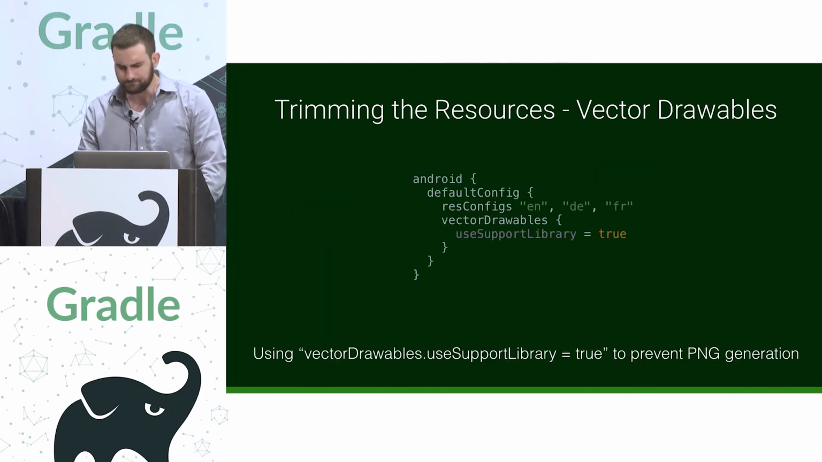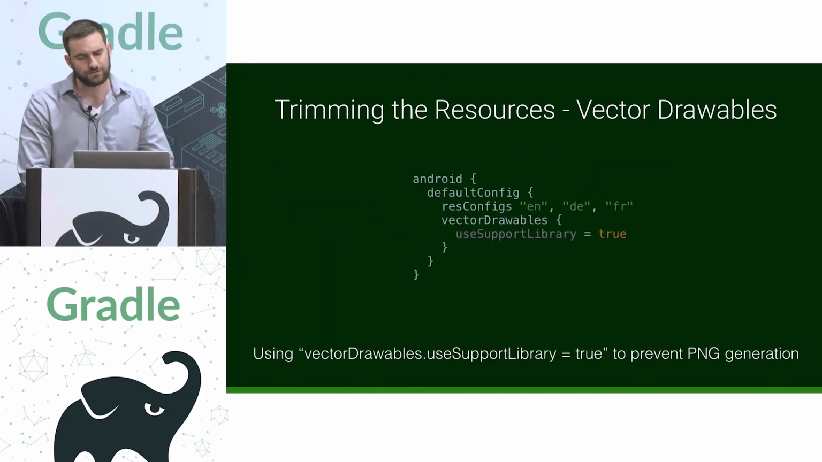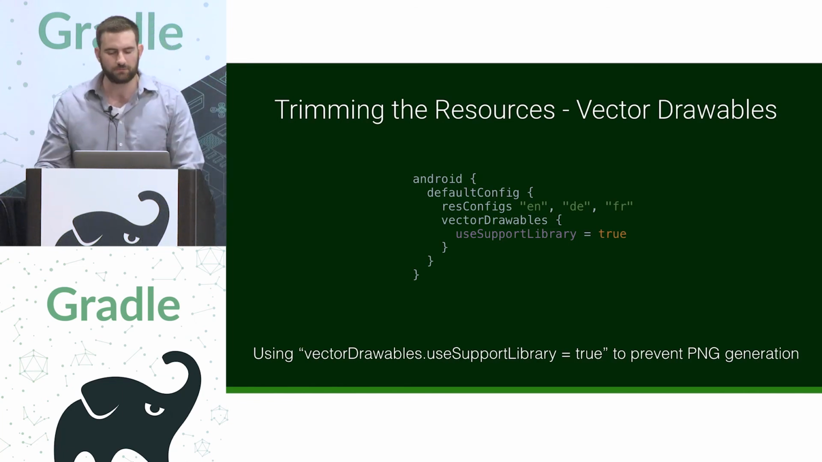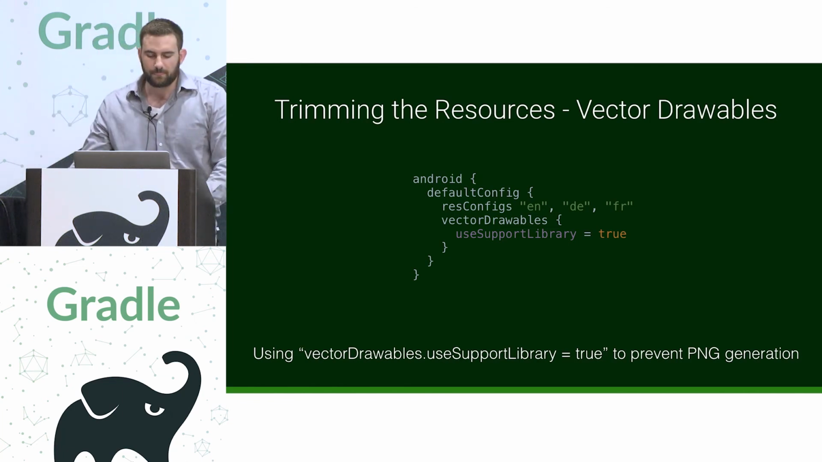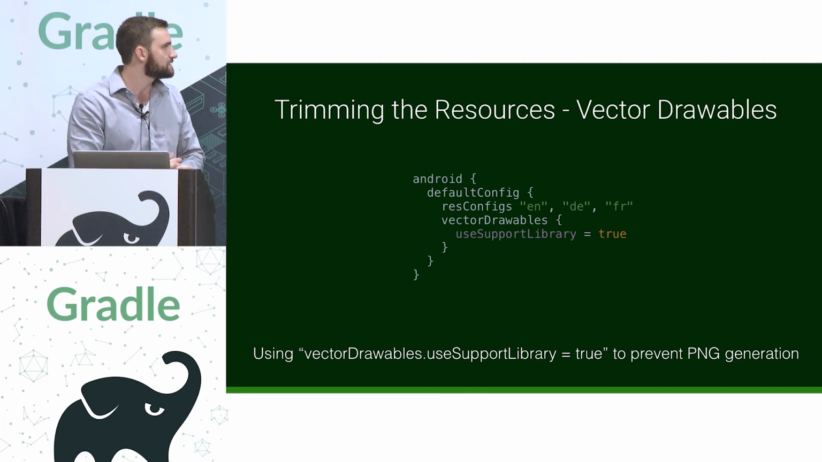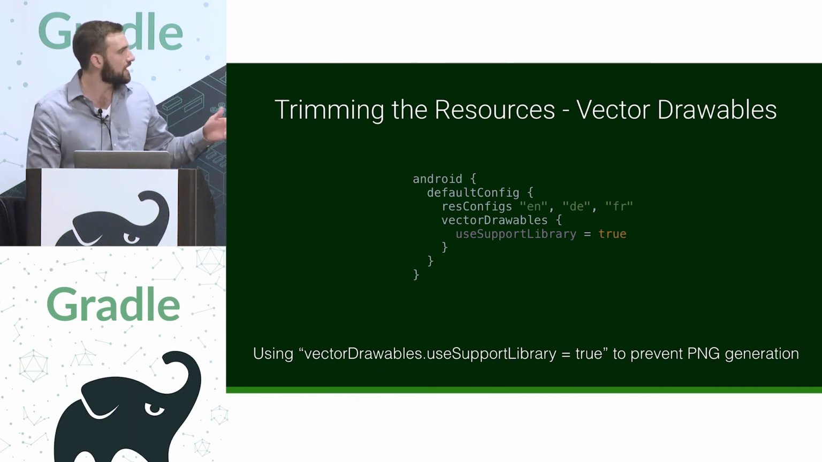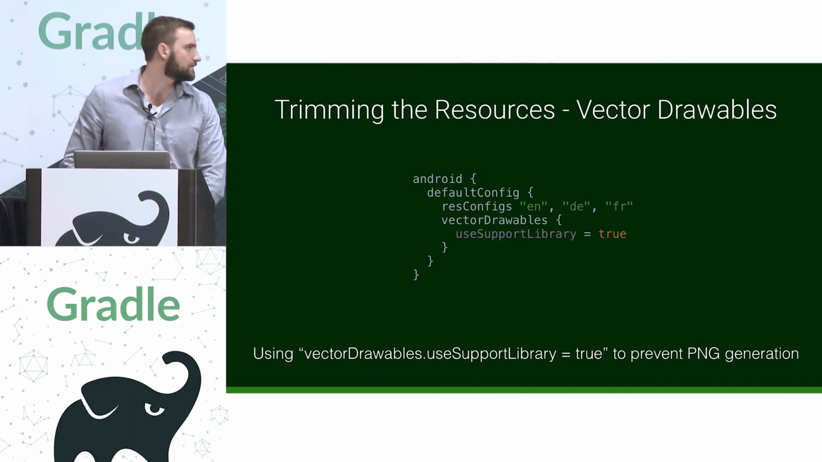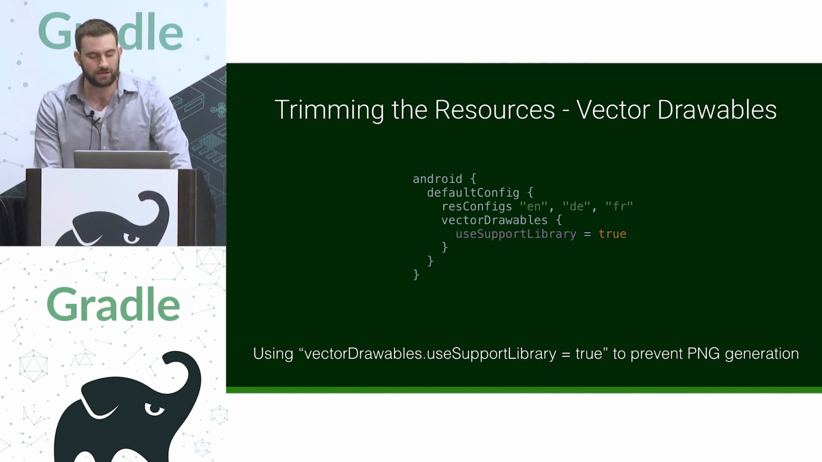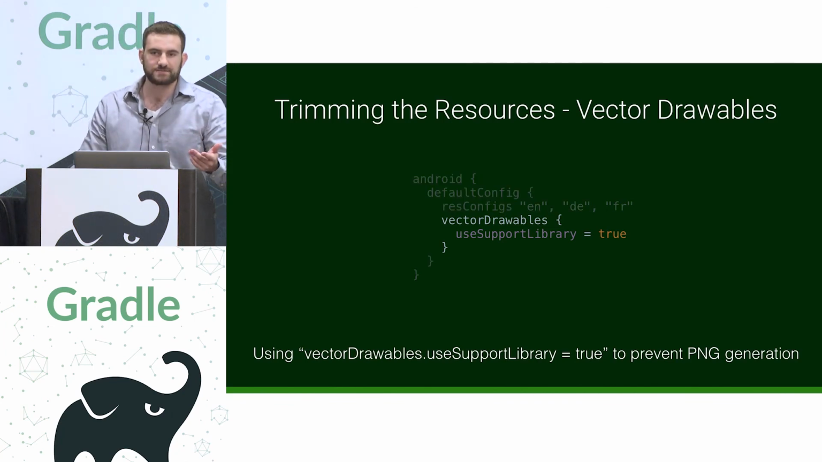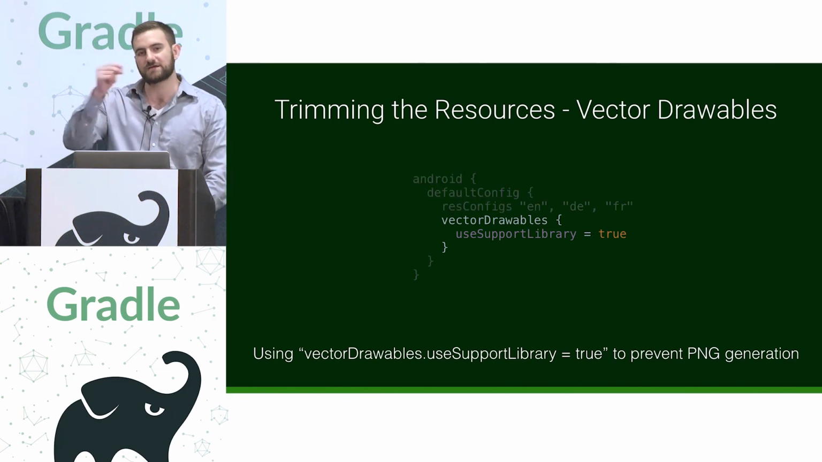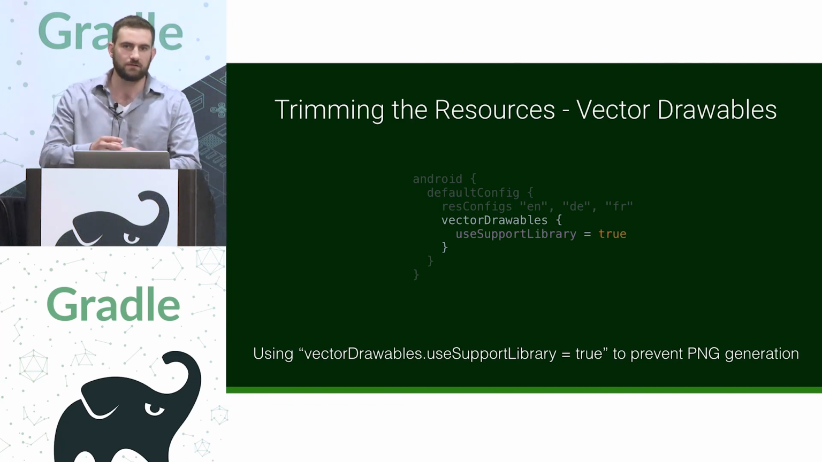So let's take a look at that. First, you want to make sure you're using at least API 24 and up for the support libraries. And then here is our optimized resConfig, English, German, French, or whatever you want to keep in your project. Here's that example. But now we added something new. We added vector drawables, and we want to make sure that we're using the support library equals true. And what this does is it prevents it from looking that you're using an actual vector drawable and then generating for min API 19.